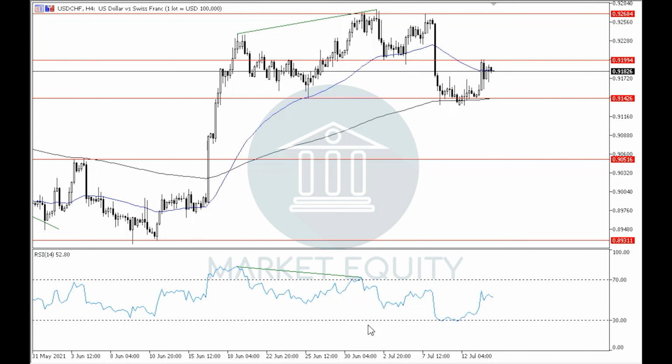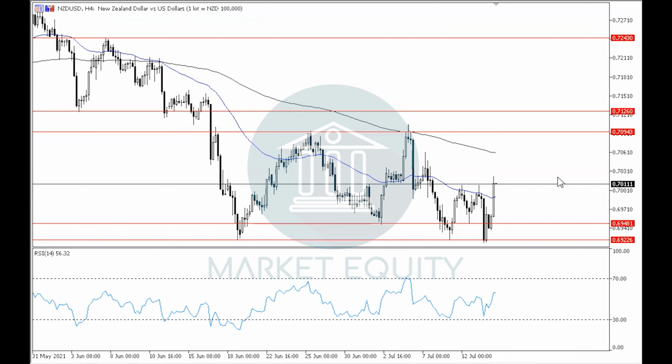Let's move on to the New Zealand dollar versus the US dollar. In the previous video, we said that the pair is moving in a sideways movement in the 4 hour time frame, and by rebounding upwards off of around level 0.6920, which resembles the lower boundary of the sideways movement in the 4 hour time frame, it will support the upwards movement and the targeting of around level 0.7090, which resembles the upper boundary of the sideways movement in the 4 hour time frame.